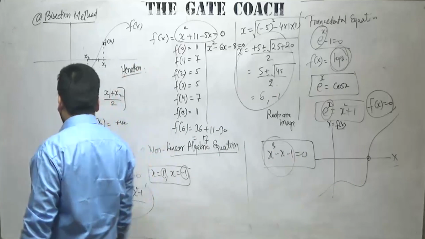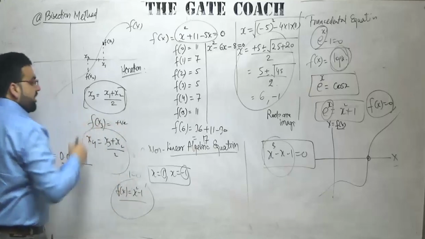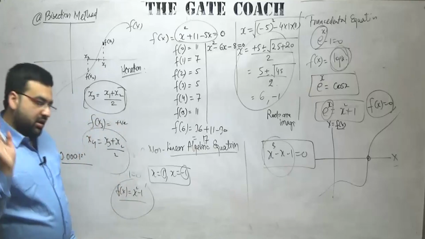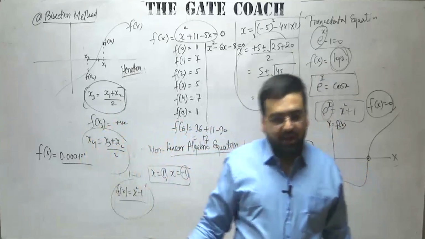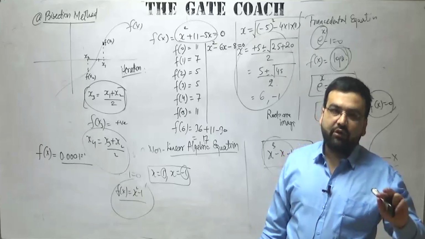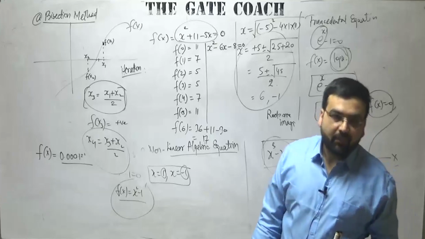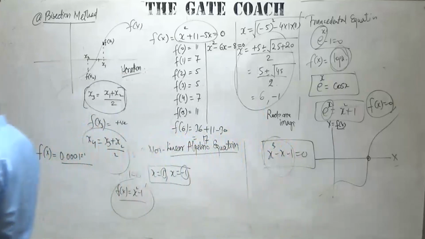This was the first iteration. This is called the second iteration. Sometimes in the question it is just asked up to 2 iterations. x1 is also given in the question, x2 is also given in the question, and up to 2 iterations the value of x will be equal to what. So these types of questions are coming from this topic. This method is called the bisection method.